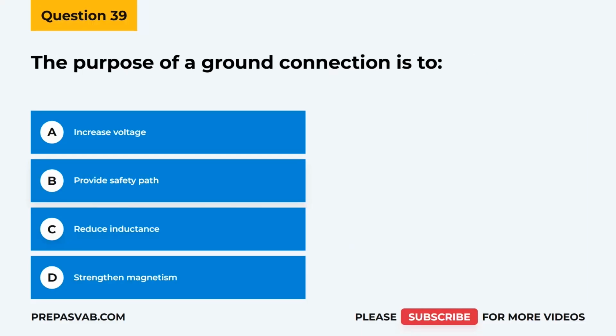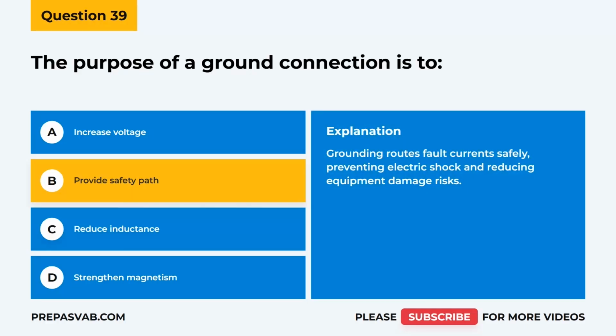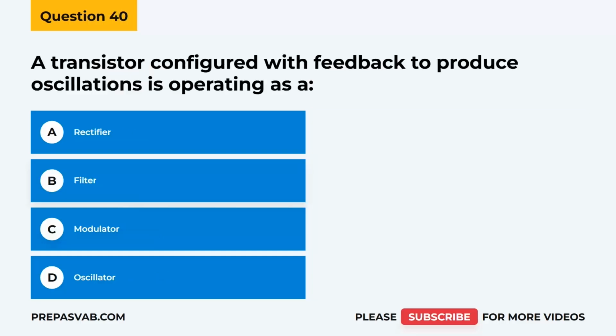Question 39. The purpose of a ground connection is to A. Increase voltage, B. Provide safety path, C. Reduce inductance, D. Strengthen magnetism. The correct answer is B. Provide safety path. Grounding routes fault current safely, preventing electric shock and reducing equipment damage risks.